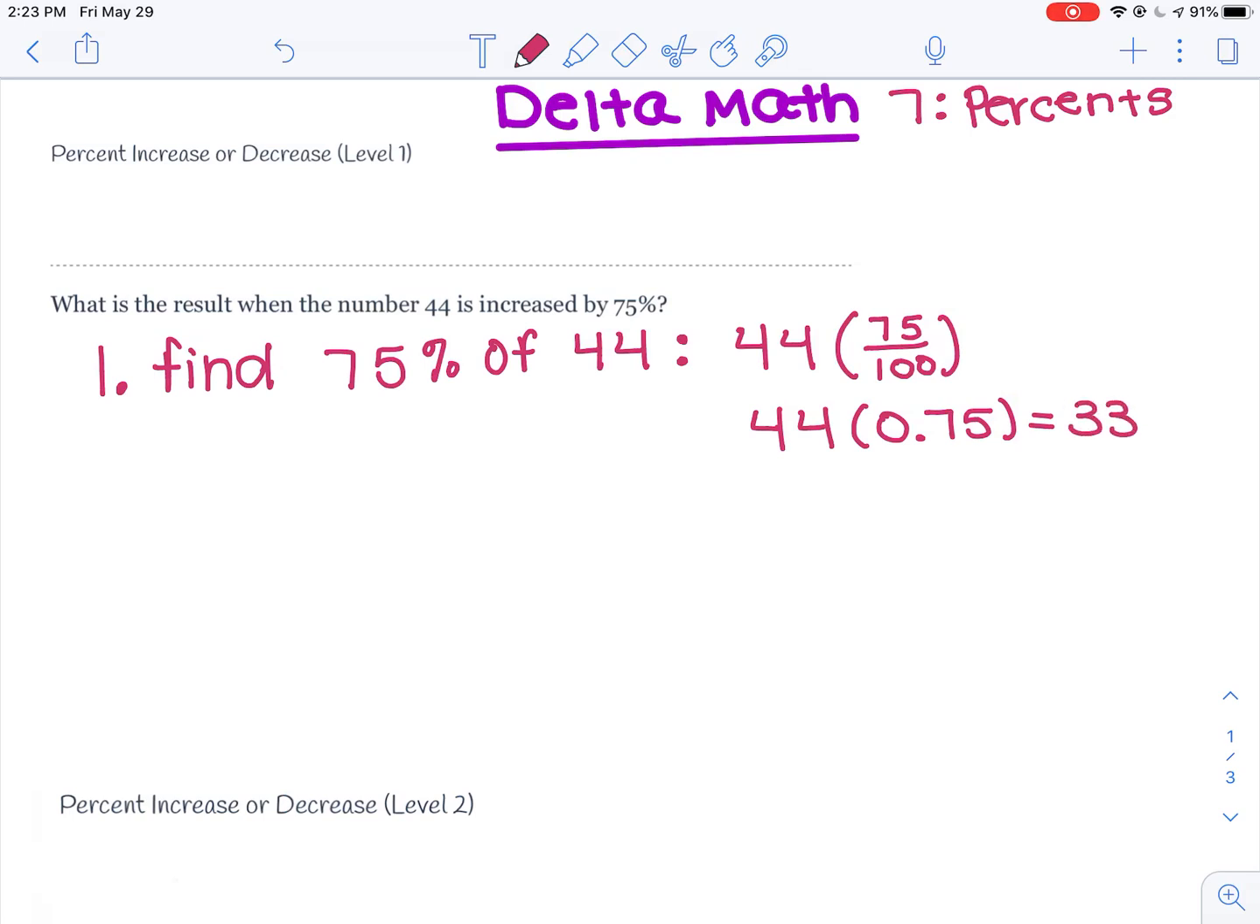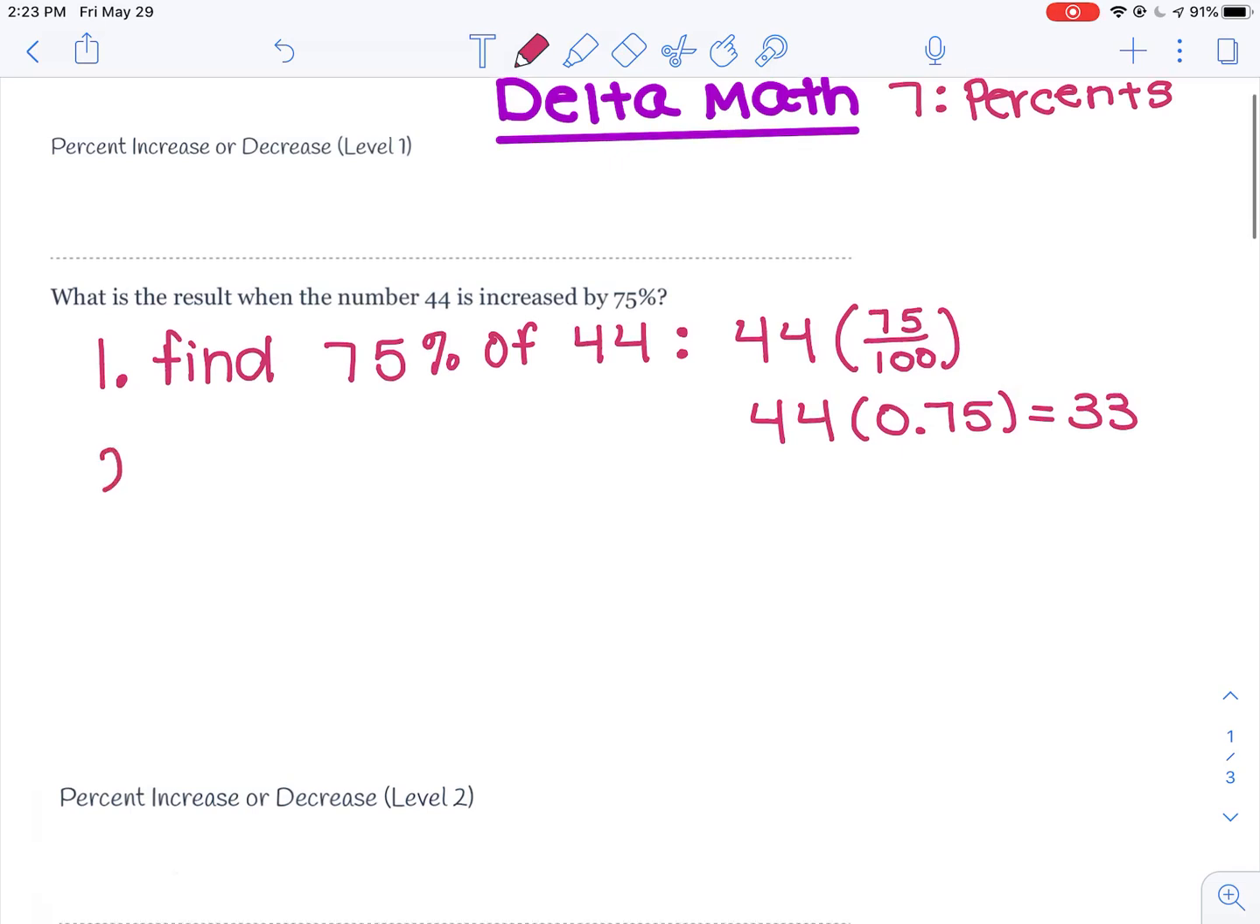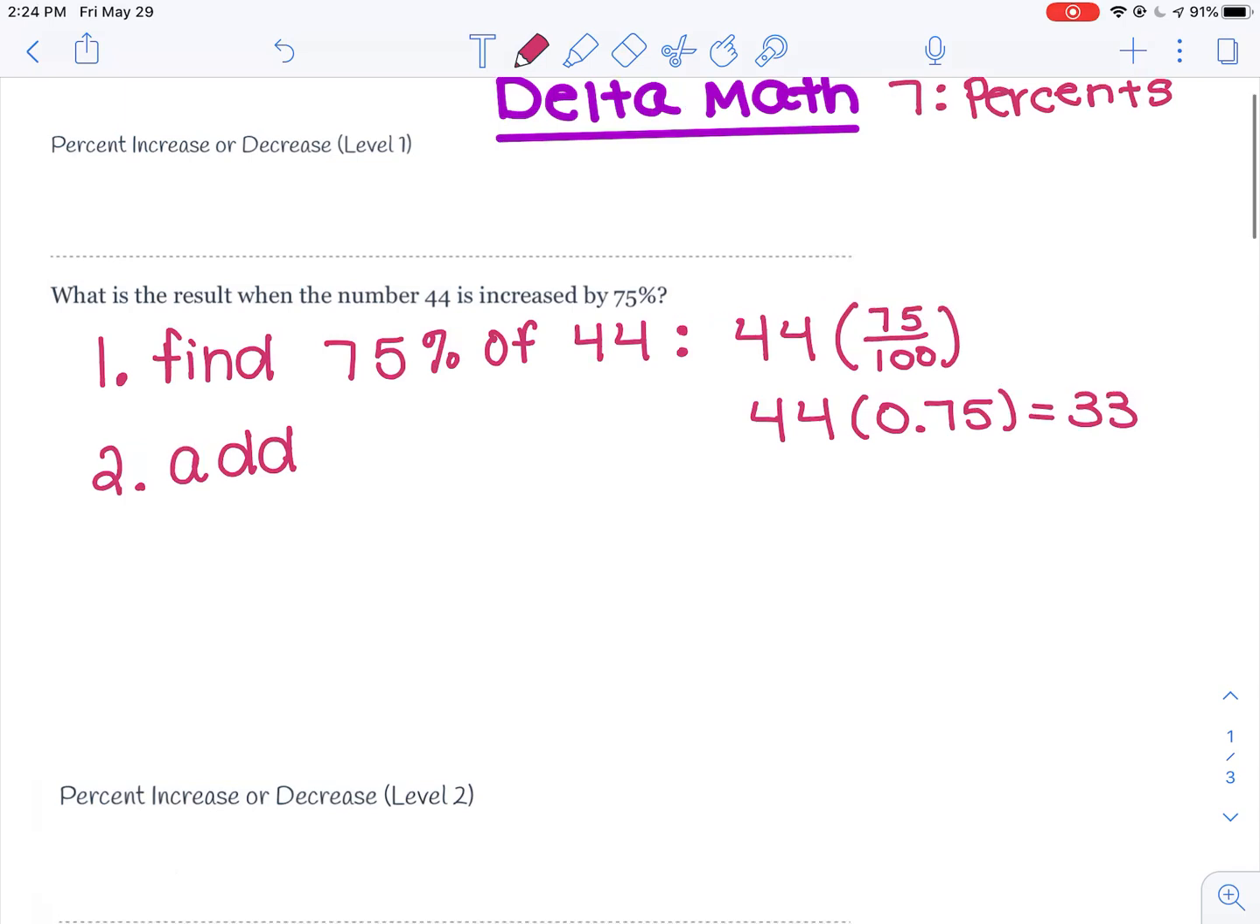So that means that now that we've found 75%, we need to add 44 plus 33, which is how much we're increasing it by. And we should get an answer of 77. So let's just say that you were making $44 an hour and you were going to get a 75% raise. You would now be making $77 an hour. So that's a big jump.